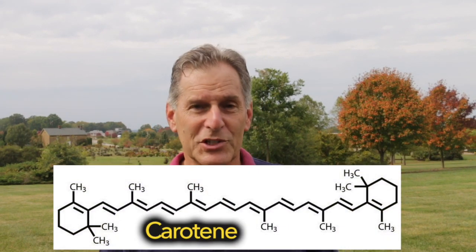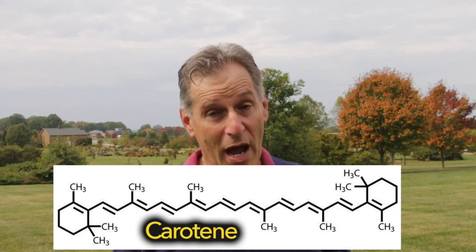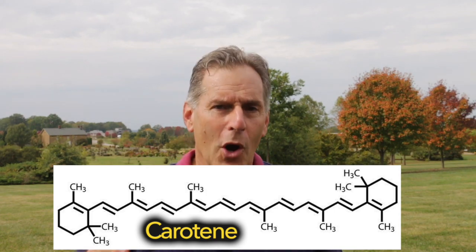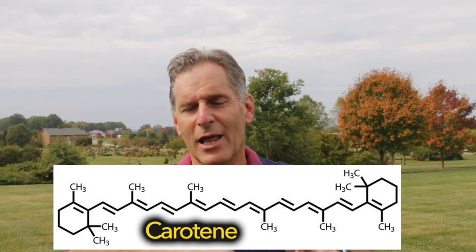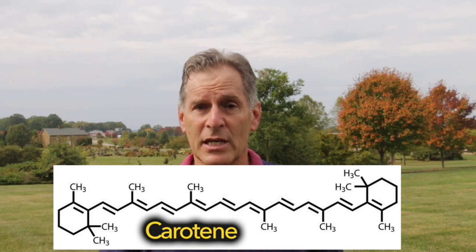All right, one of the other pigments that I want to talk about is carotene, which is a type of carotenoid. And the suffix -oid means like, so carotenoids are the molecules that are similar to carotene.